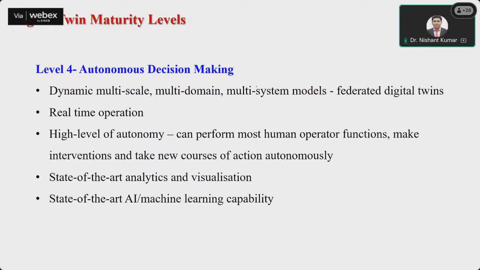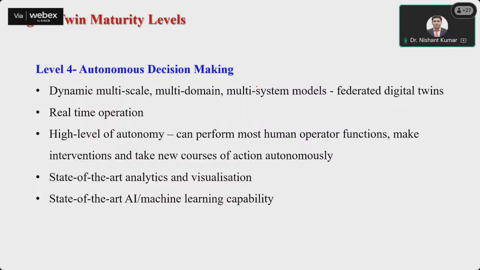But in level 4, you will see that this is an autonomous decision making system. So here you will see all those objectives. Here is the multi-scale system, dynamic system you will see. Means here not only for the plant, also neighboring plant, this system will also communicate with them, just like a secondary control of the converter. So get the data, then decide the strategy, and then take the action jointly.